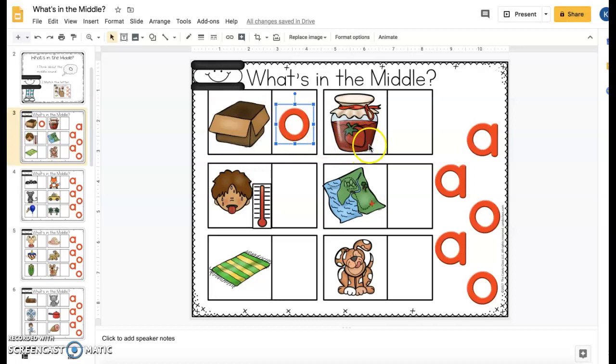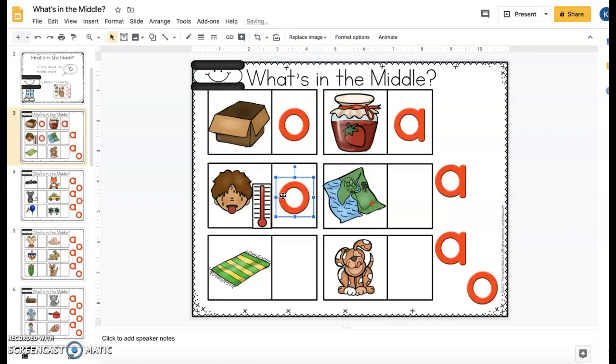The next one is a picture of jam. J-am. You hear the am sound because am, you know that word am, that little family that we have, has an A in the beginning of it. Now, this little boy is sweating and the temperature is all the way up, so he must be hot. H-O-T. Hot. So we know that the middle is an O.